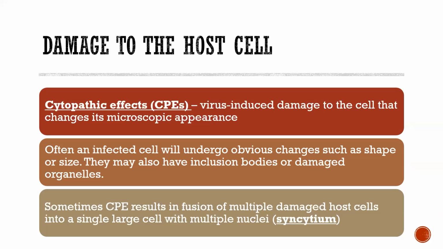Additionally, sometimes they will form a syncytium. So some cytopathic effects will cause host cells to fuse with each other. And what you end up with is this big blobby sort of host cell that has multiple nuclei. And normally we think one cell, one nucleus, but if a singular piece of cytoplasm has multiple nuclei, it's known as a syncytium.